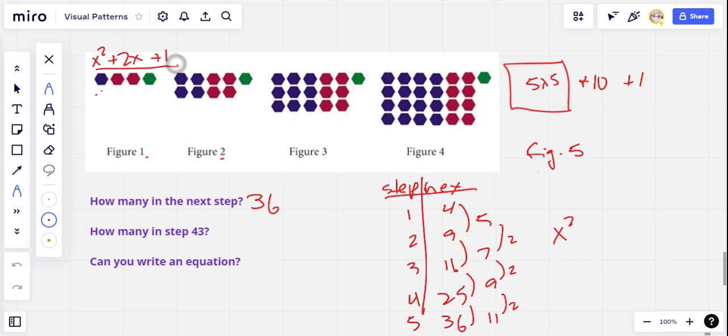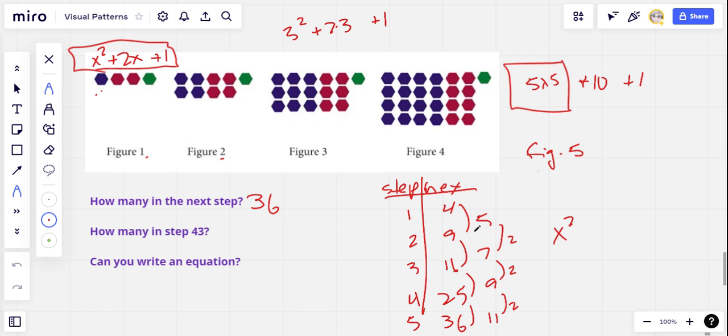So this could be an equation for our pattern. And if you want to test that, let's try it with figure number 3. That would be 3 squared plus 2 times 3 plus 1. That's 9 plus 6. That's 15 plus 1 is 16. So that matches the number of hexagons in step 3. And you could test it out with each one. I don't think we need to, because really we created this equation directly from the numbers that were here. So probably this makes sense in your head already.